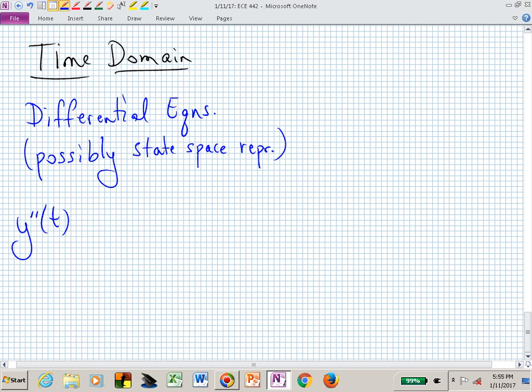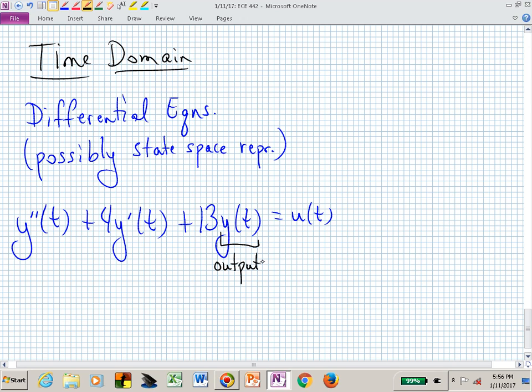Suppose it's a differential equation, y double prime of t plus 4y prime plus 13y of t equaling u of t, where conventionally y of t is our output and u of t is our input.